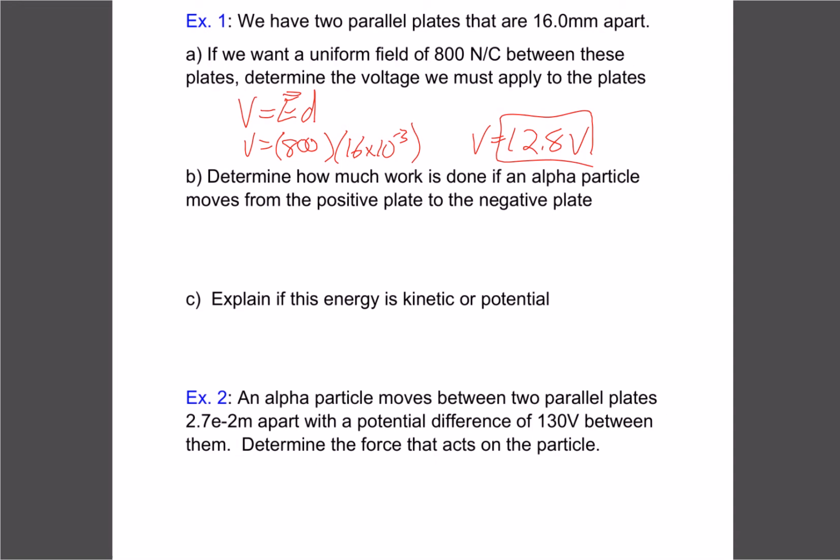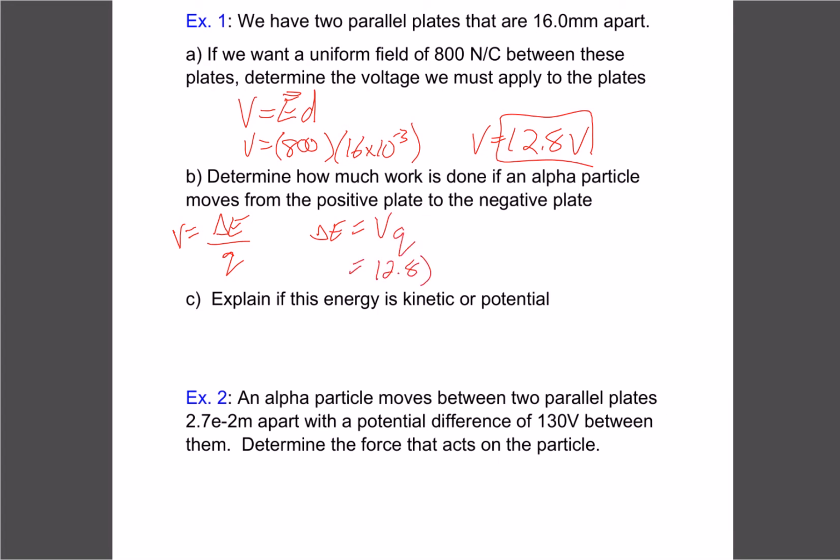Okay, so it's a pretty easy formula to work with. The next part of the question now is how much work is done if we move an alpha particle from the positive plate to the negative plate. So we want to calculate the work or the energy, so we're looking for change in energy. We know our voltage and we know how much charge an alpha particle is, so we want to basically use the old formula now. We know that voltage equals energy over charge, so we can solve it for energy by going voltage times charge.